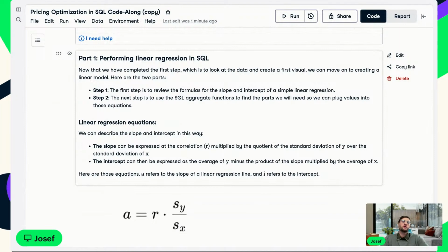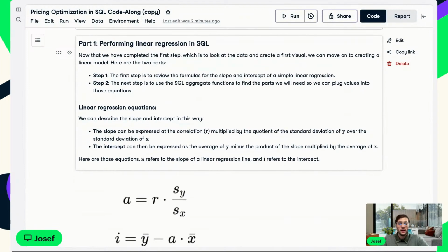The first step is to review formulas for linear regression. And there are a lot of different formulas. You could describe linear regression in terms of variance and covariance. I have some neat closed form equations that I think are very useful. But we'll review these, and then we'll also use SQL aggregate functions in order to create the parts that we're going to be plugging into these formulas.